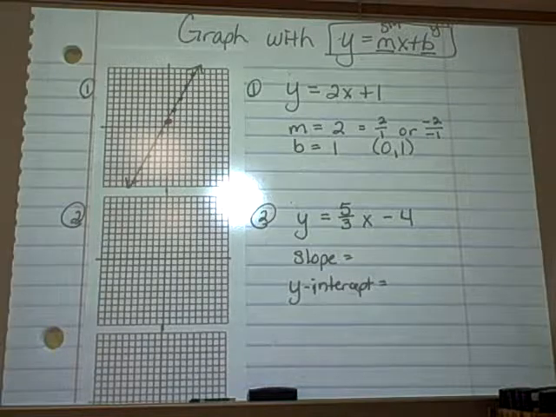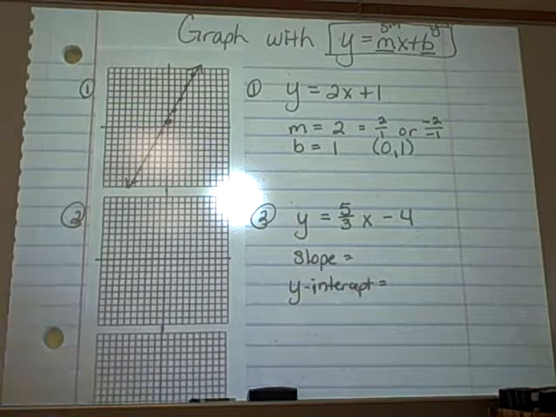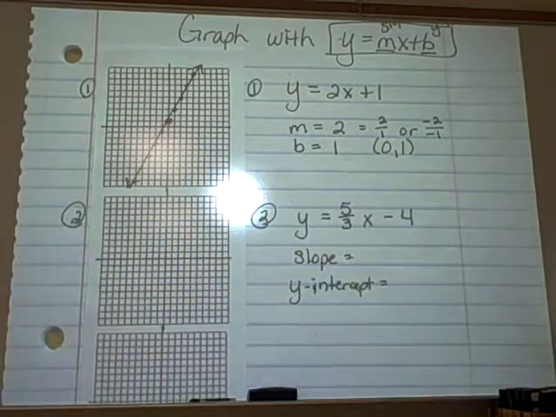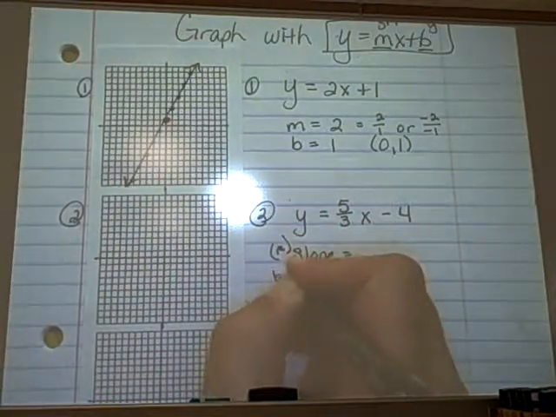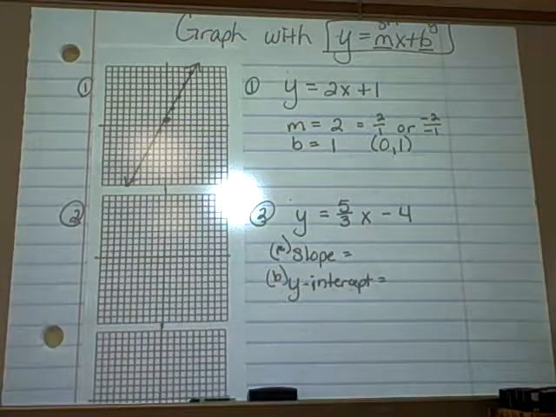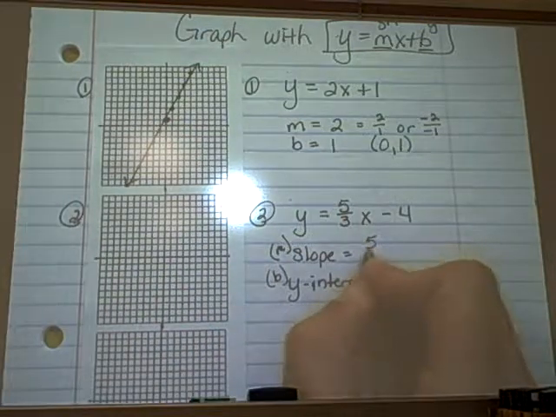Y equals mx plus b. Which one of these two things is m? The slope. Which makes the y-intercept b. So this is the 5/3.